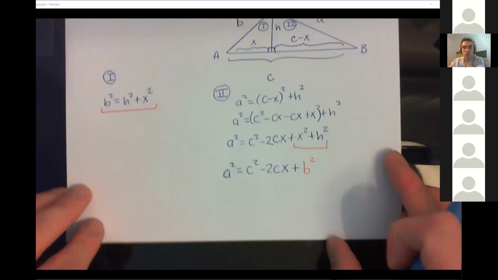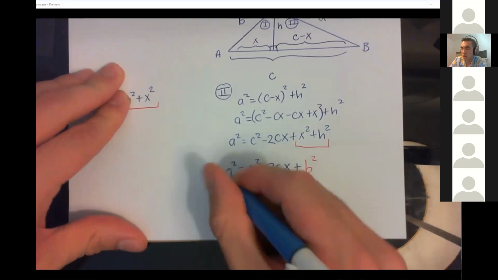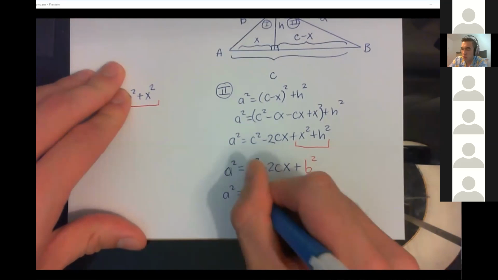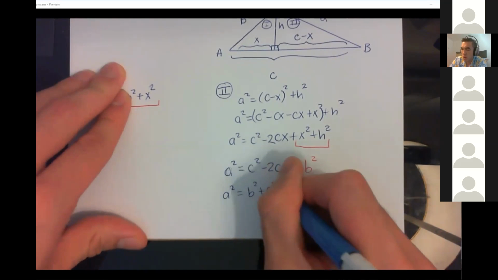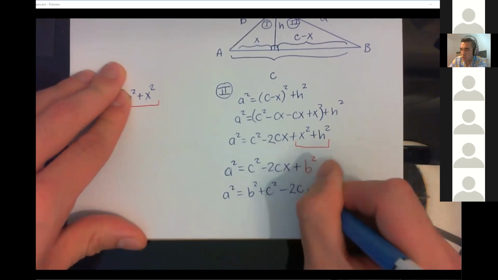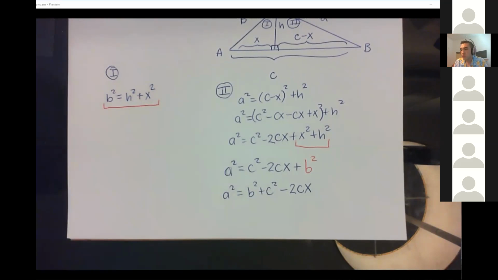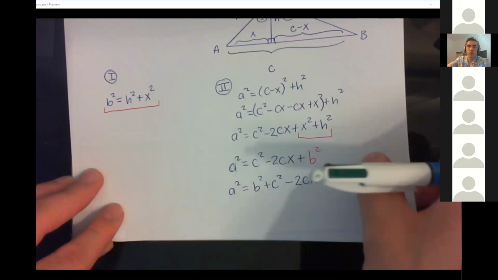And the first thing I'm going to do is rearrange this so that I have A squared is equal to B squared plus C squared minus 2CX. So that lets me get rid of h. That's a great substitution. There's no h here now. Now all I have to do is get rid of x. And in order to get rid of x, this is where the cosine in the law of cosines comes from.